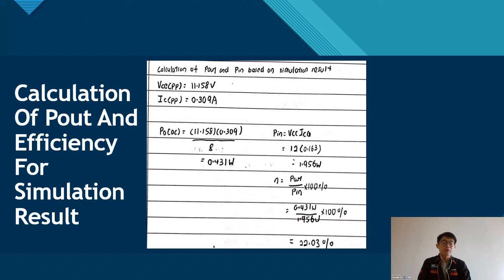For P in, we can calculate through the formula VCC times ICQ, and we get 1.956 watt. Finally, efficiency can be calculated through P out over P in times 100%, and we get a value of 22.03%. So in general, our circuit has a P out of 0.431 watt and efficiency of 22.03% based on simulation.